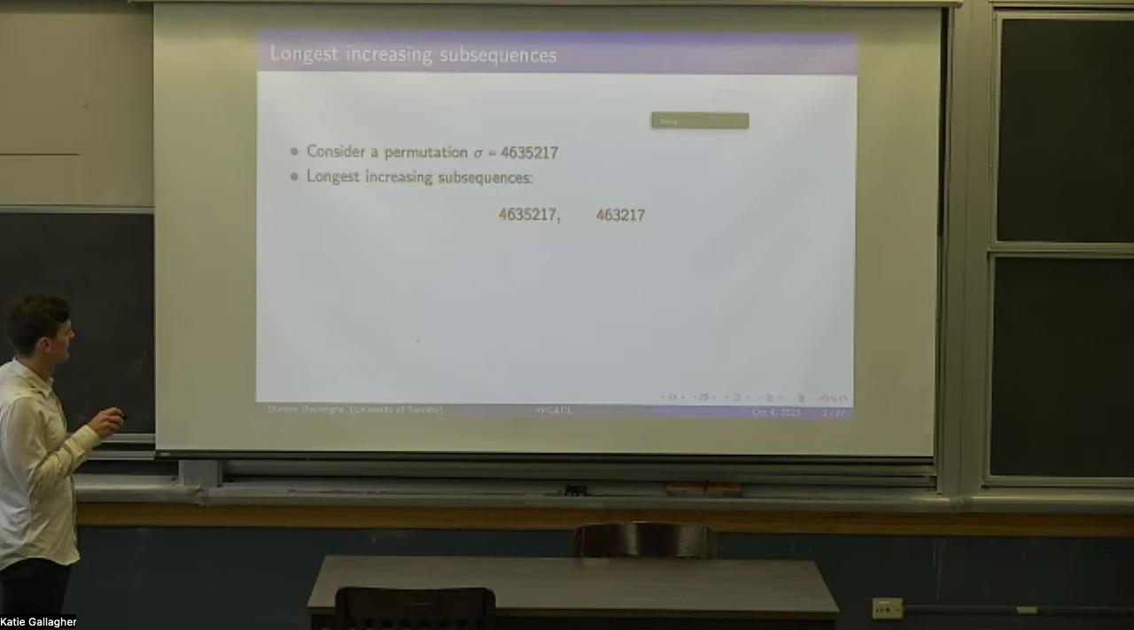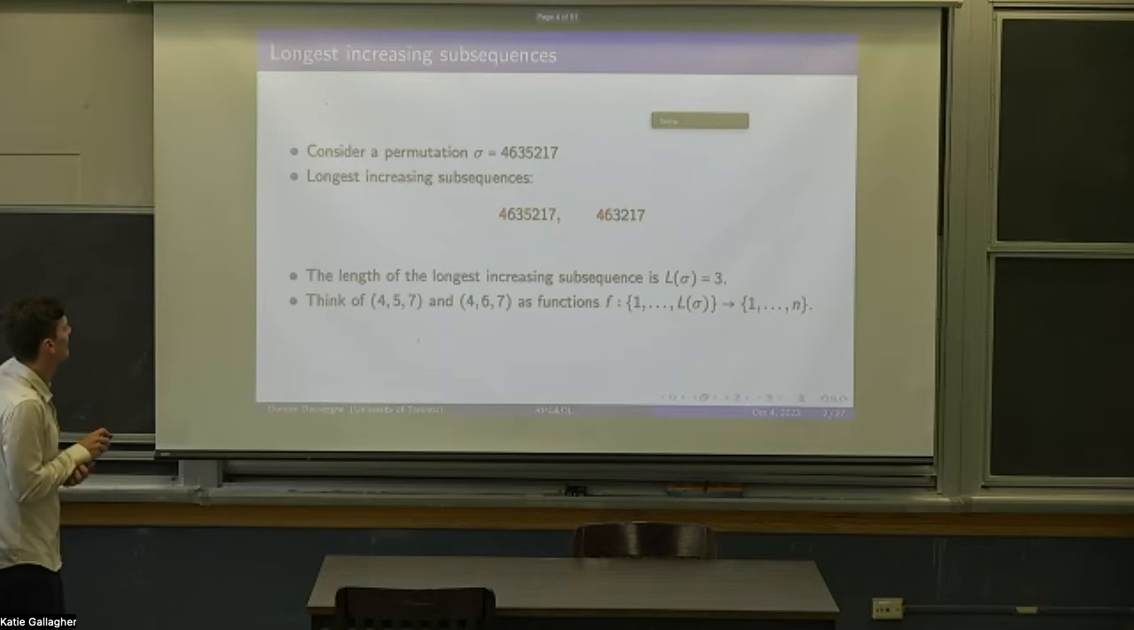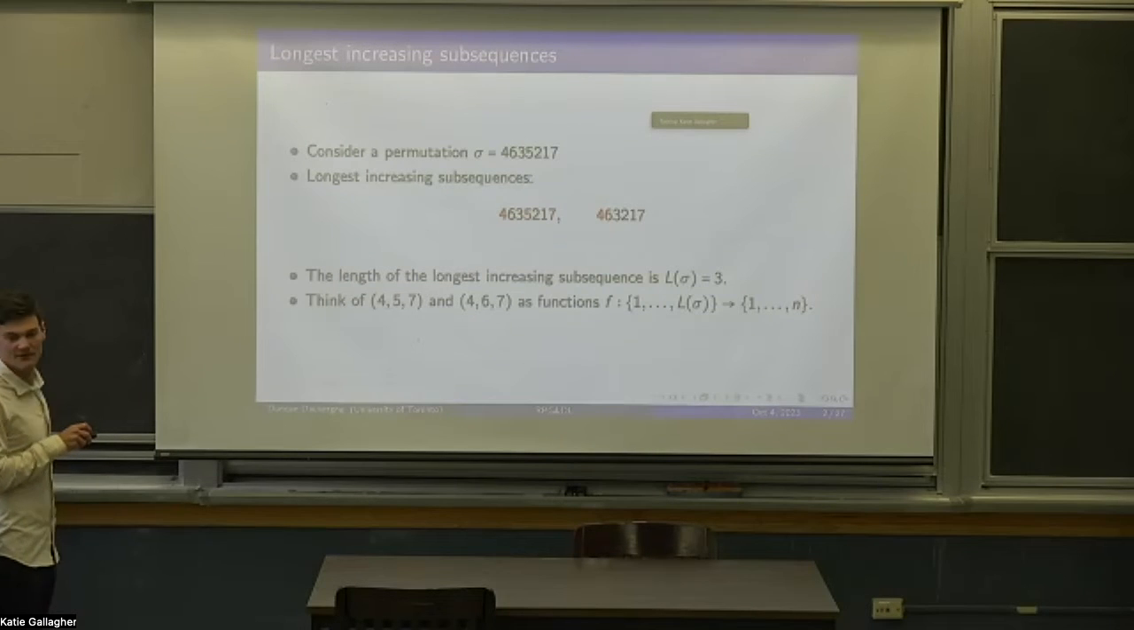Okay. So the longest increasing subsequence you can find in this particular permutation is length 3, and there are 2 such increasing subsequences, 4, 5, 7, and 4, 6, 7. Okay. So that's the object. And just to introduce the notation, I'm going to call L of sigma the length of the longest. So here 3. And you can think of the subsequences themselves as functions.